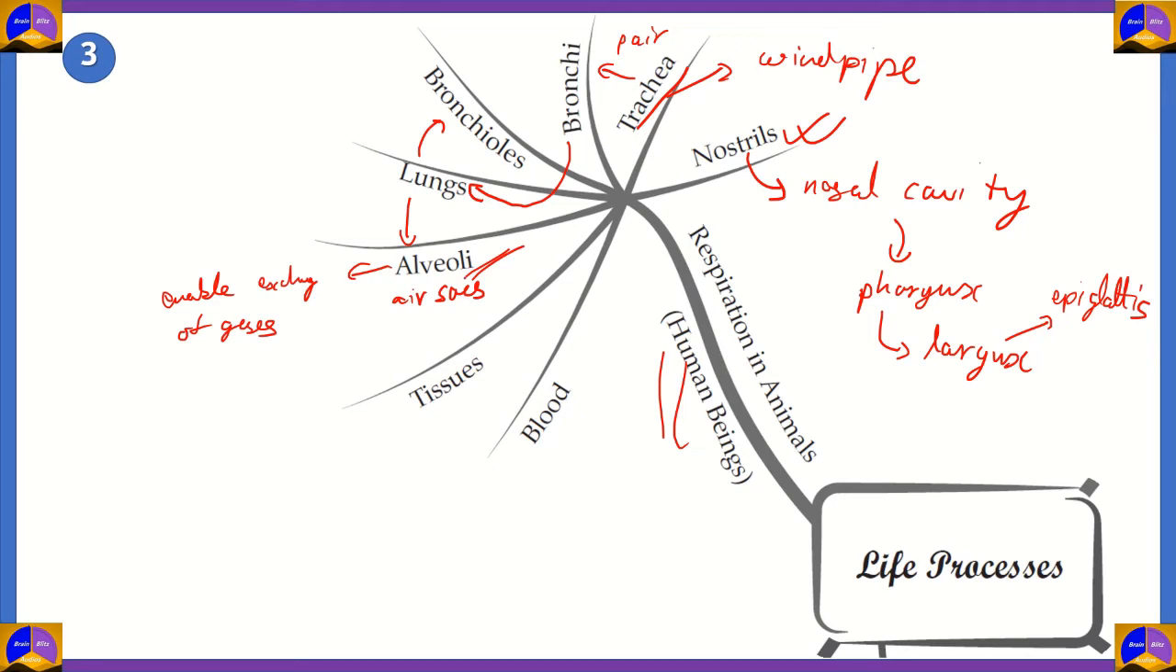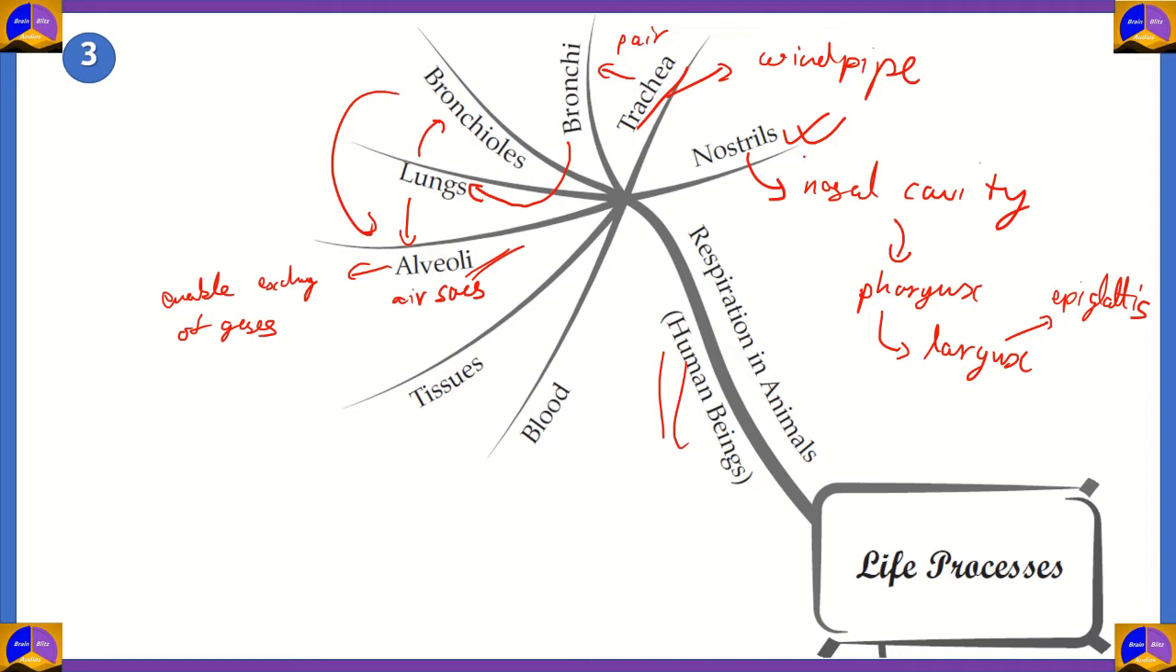Now, after you have carbon dioxide in the alveoli, it goes back through the bronchioles and then to the lungs, then to the bronchi, trachea, larynx, pharynx, nasal cavity, nostrils, and back out again. So that's how the breathing apparatus of the body works.